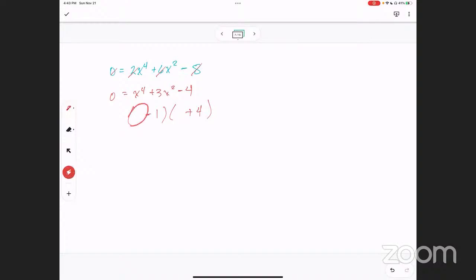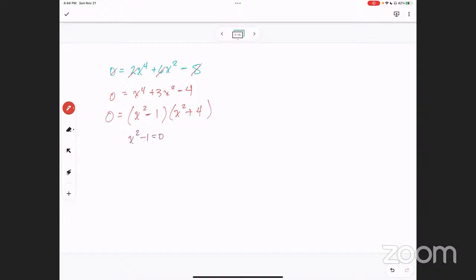Okay, this is where I get confused. What goes here and here? Oh, x squared and x squared. There you go. That's it. Now what do I do? You set them equal to 0. Like you set each equation equal to 0.